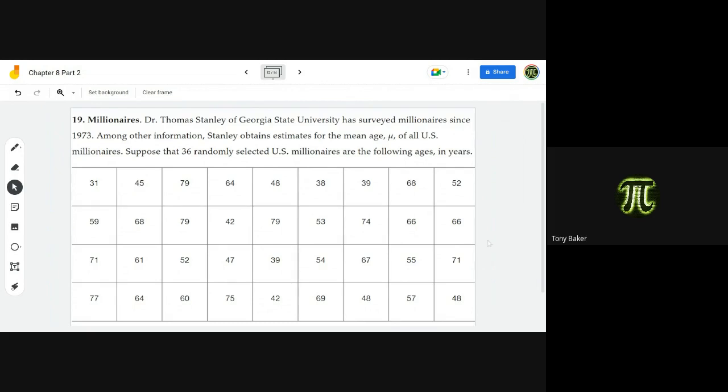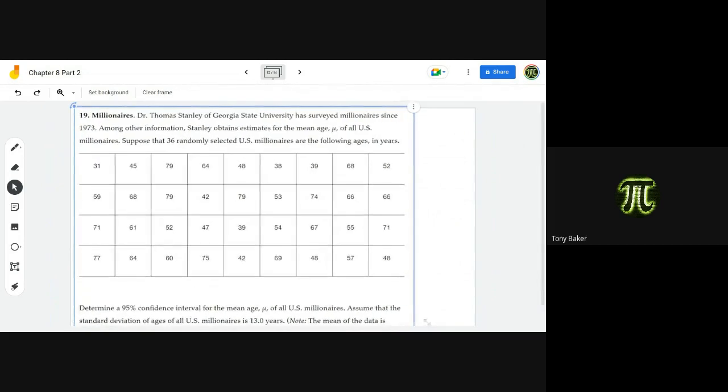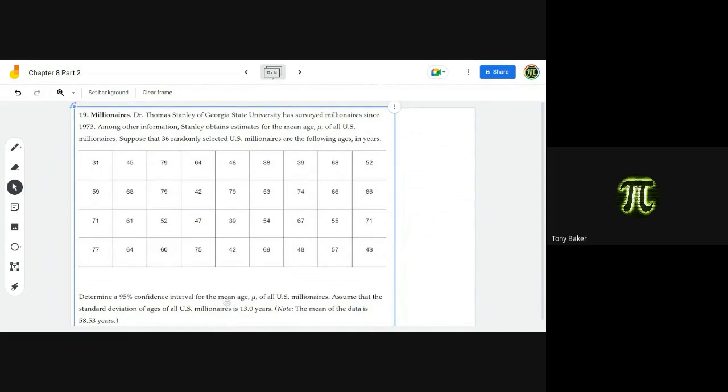In this problem, if I go back and unshrink it, they gave us the standard deviation. They told us the standard deviation of ages of all U.S. millionaires is 13 years. So we have our standard deviation, which means I can use my Z-table. We want a 95% confidence interval for this. All right, so take 5 minutes or so and start.